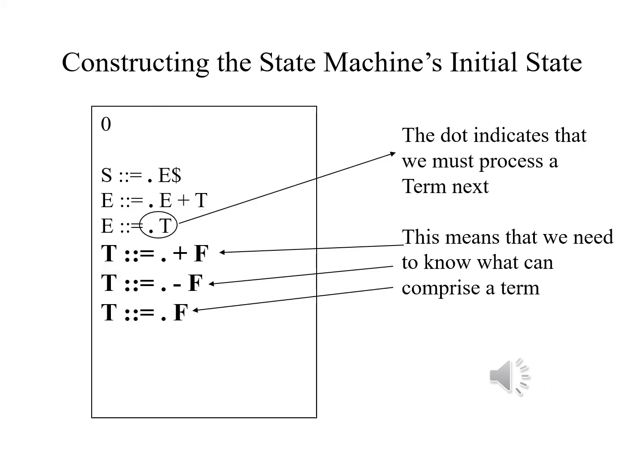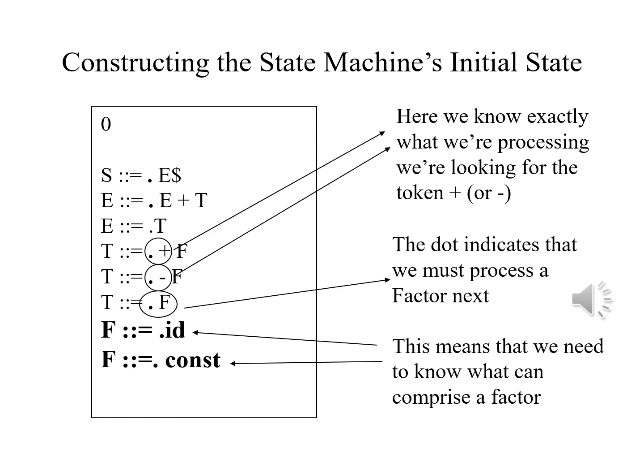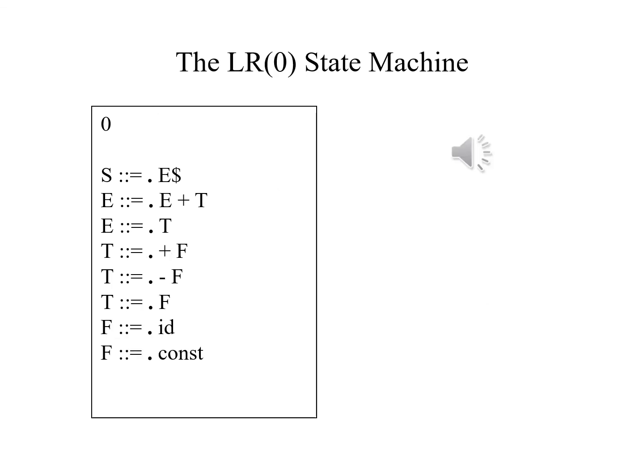Here you'll see the 3 initial items for T. T derives dot plus F, T derives dot minus F, T derives dot F. Dot plus and dot minus have the dot right before a terminal. I know exactly what I'm going to be seeing in these cases, and I don't need any additional initial items. But the F means that I need initial items for F. Having the dot immediately before the F means I need initial items for F. F derives dot identifier and F derives dot const. In both of these cases, the dot is followed immediately by a terminal, so I don't need any additional items beyond these. This is the final result of our first stage. We now have an initial state for our LR0 state machine.